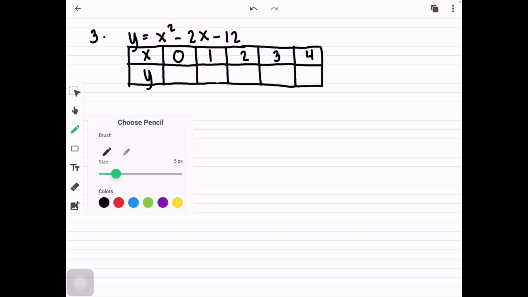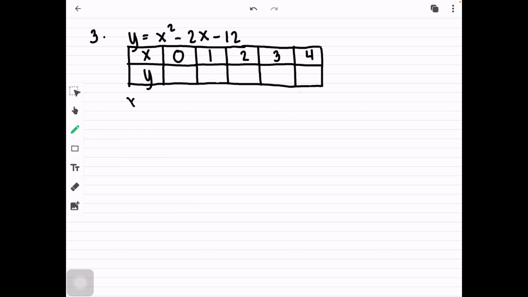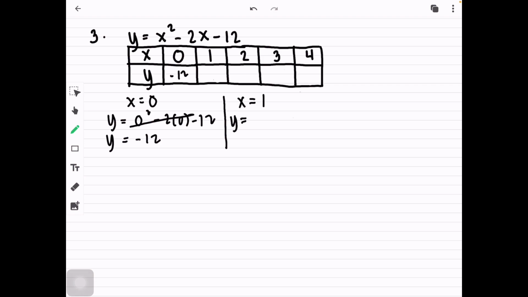Gawin lang natin. Solve natin yung x is equal to 0. So, lahat ng x na nakikita ninyo dito, papalitan ng 0. So, we have y equals 0 squared minus 2 times 0 minus 12. So, y equals 0 times 0, 0. Negative 2 times 0, 0. So, makakancel na yan. Negative 12 na lang ang sagot. So, next naman, we have x equals 1. So, we have y equals 1 squared minus 2 times 1 minus 12. Tandaan na, lahat lang ng x binura. Palitan mo nung nakalagay dyan.